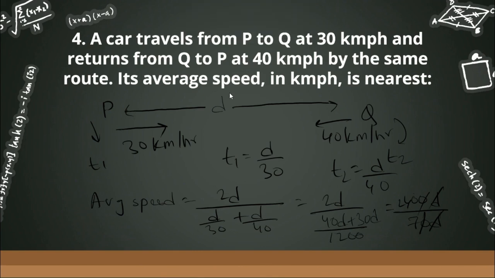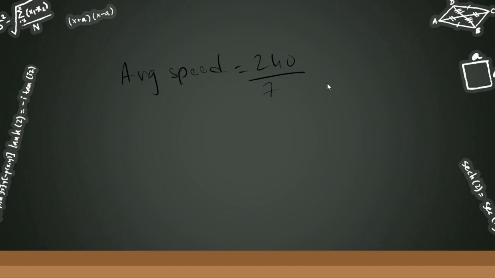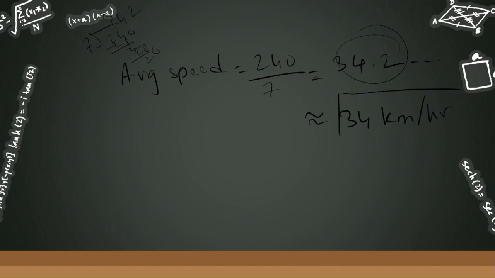Now 240 by 7, we are left with, do we have another page? Yeah. So we were left with average speed as 240 by 7. So what's this? If we divide this, 7 3s are 21. So we are left with 30, 7 4s are 28. And we are left with something. The nearest should be 34 kilometers per hour. And that's our answer for question number 4.